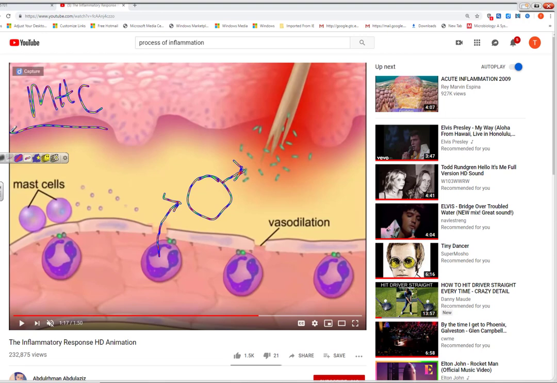Yeah. All right. Bacteria don't have the major histocompatibility complex, so white blood cells, in this case neutrophils, identify these as foreign and will attack them and destroy them.